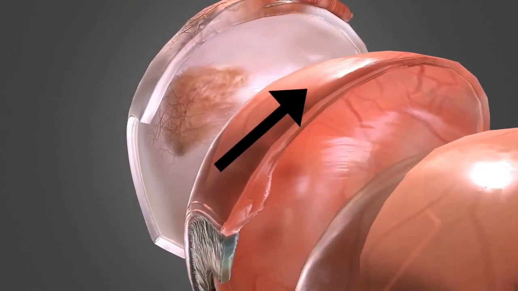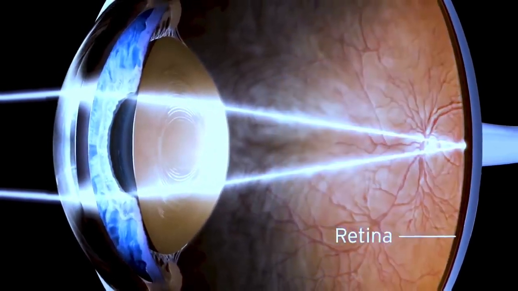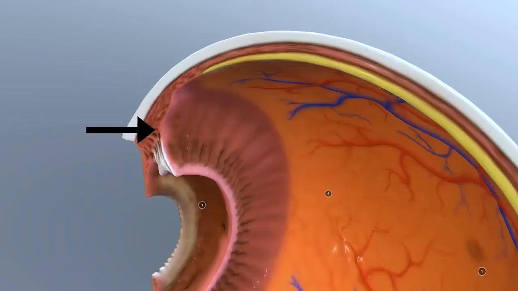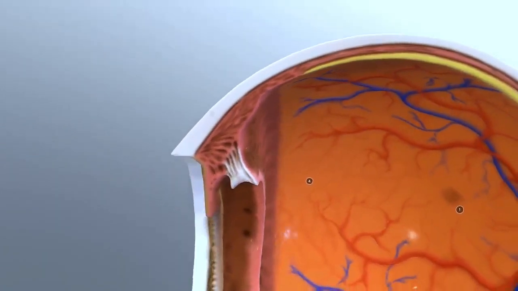Lens. Behind the pupil there is a transparent structure called a lens. By the action of ciliary muscles, it changes its shape to focus light on the retina. It becomes thinner to focus on distant objects and becomes thicker to focus on the nearby objects.